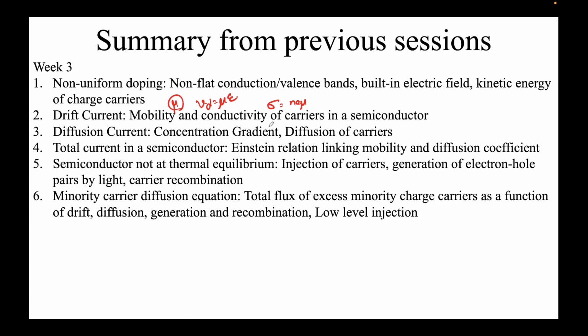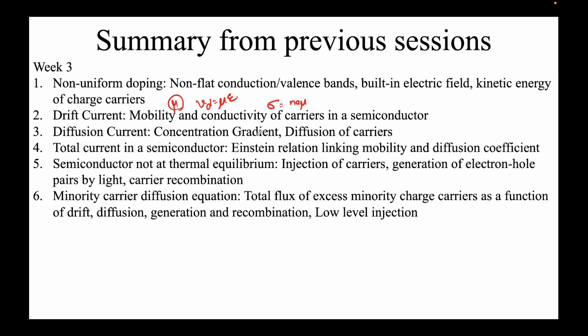Finally, the transport can also happen due to diffusion. For instance, there's a large number of electrons on one side of the semiconductor, and on the other side there are few electrons. So due to this concentration gradient, the electrons will diffuse. The same can happen with holes, and then the total current will be the sum of drift and diffusion. And there's a relation called the Einstein relation, which links the mobility to the diffusion coefficient at a certain temperature.